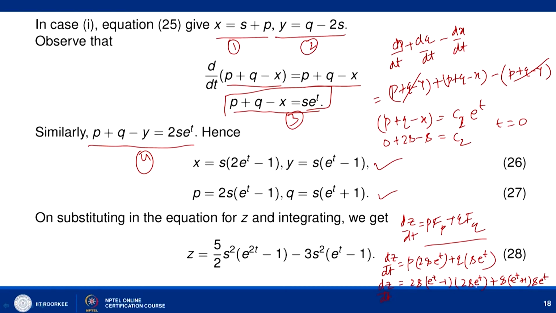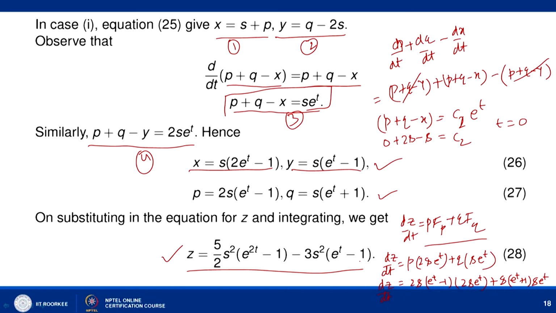Now, this again I am leaving it to you to show that your z is coming as 5 by 2 s square (e to power 2t minus 1) minus 3 s square (e to power t minus 1). So, now we also have the 2 parameter representation of z. So, now x, y and z will define an integral surface, and the integral surface is given in terms of a 2 parameter representation.